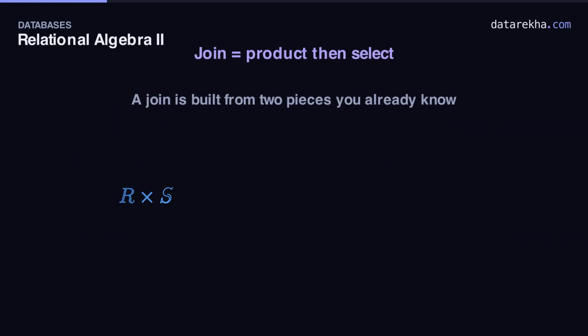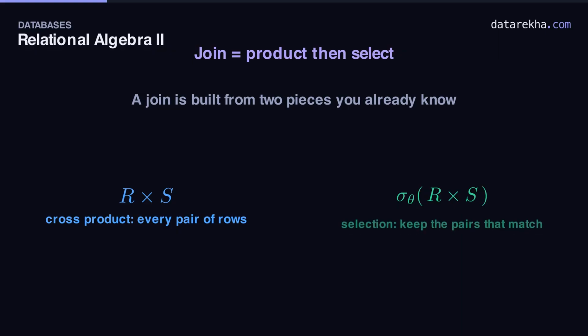Cast your mind back. The cross product, R times S, pairs every row of R with every row of S, all combinations, most of them nonsense. Then selection, sigma, keeps only the rows that satisfy a condition. Chain them, take the product, then select the pairs that actually belong together. And you've built a join.